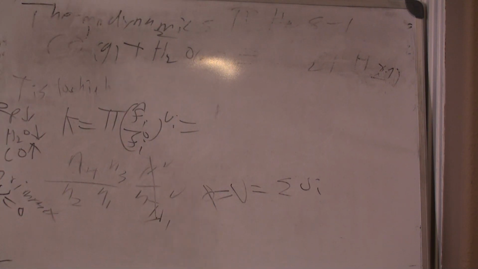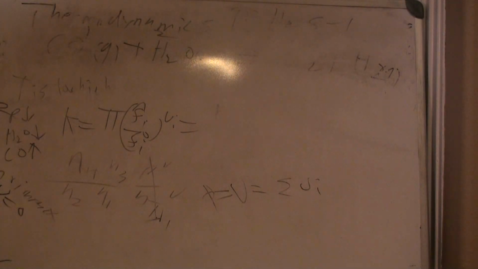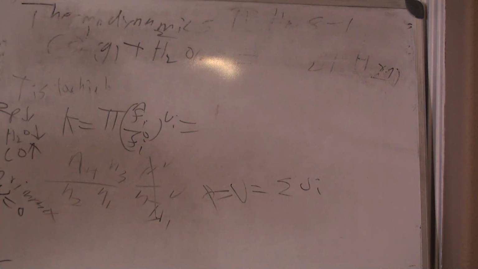So I said I would affect K. K is already a value. I need to either go up or down based on what T I want it to be. So I want T to go down. What does K need to do?